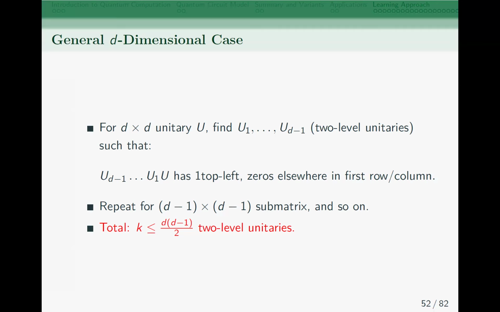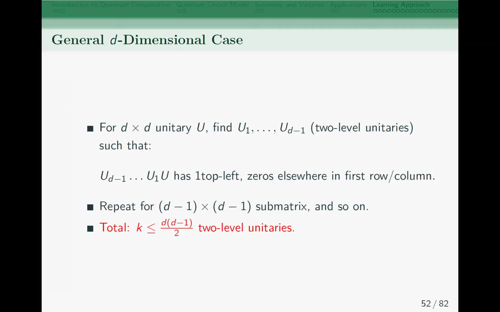So now what we have done is that any d by d unitary, whatever it is, can be decomposed into a product of small two-level unitaries. A two-level unitary applies only on two levels, right? So it looks like a single qubit unitary.